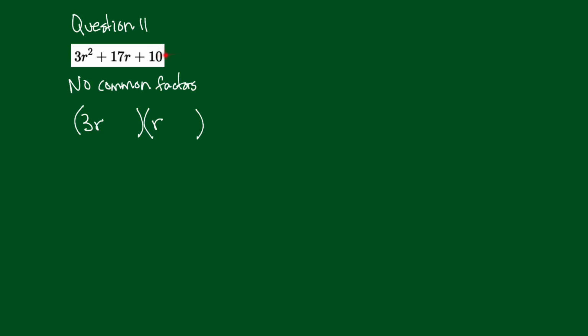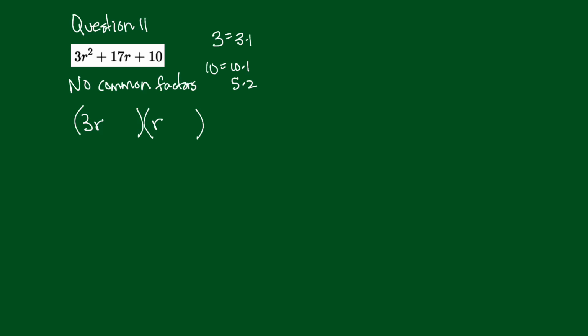Now, I'm going to look for the factors of 10, but it's more than just the factors of 10 that add together to give 17, because one of those is going to be multiplied by that 3. So here's what I'm going to do. I'm going to write this as 3, I can write as 3 times 1, and that 10 I can write as 10 times 1, 5 times 2. Now look for some combination of these that is going to give us that 17.